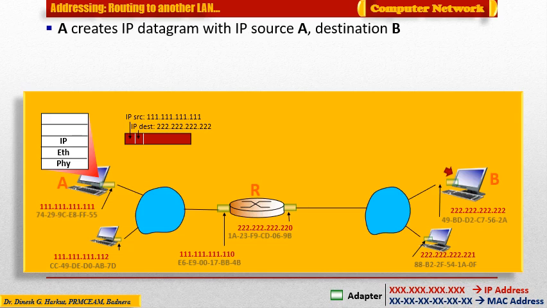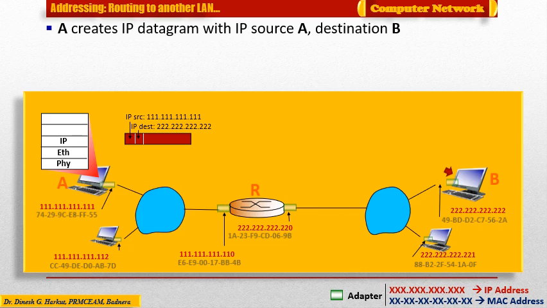Ultimately, when this host needs to send a datagram from A to B, it must first be passed through this router. So it must be addressed to this router interface, that is 111-111-111-110, which is the IP address of the first hop router on the path to the final destination.